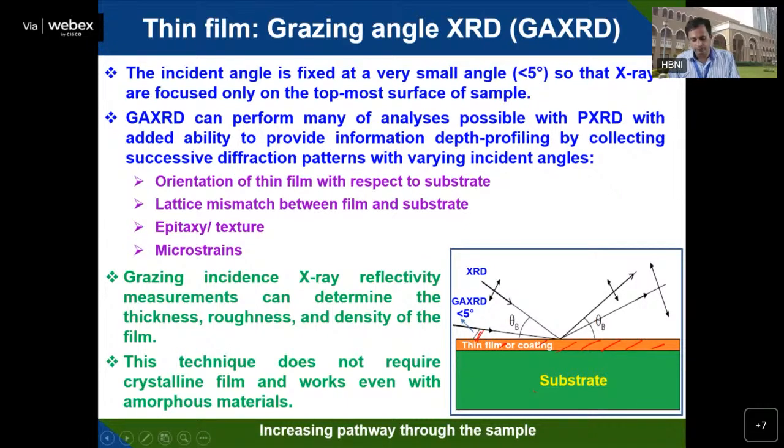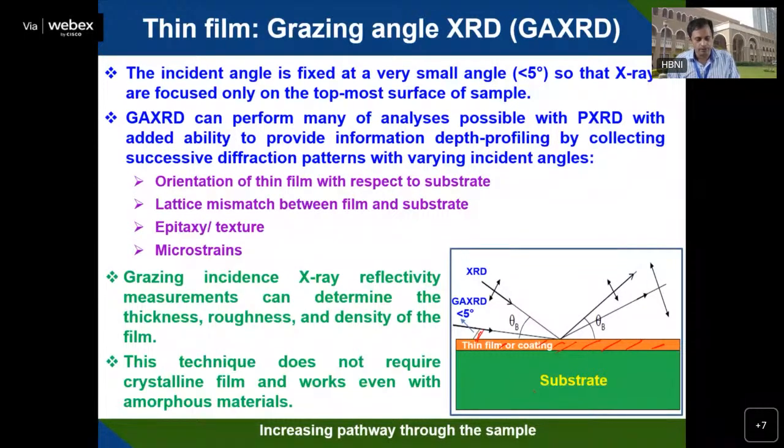Where in XRD you use quite large angles, in this grazing angle theta you can vary the detector position so that theta will satisfy and you are able to get information from the top surface, which we will discuss. So GAXRD can be performed to analyze, in addition to powder diffraction, depth profiling by collecting successive layers. In each layer you will get information by using this grazing angle XRD.